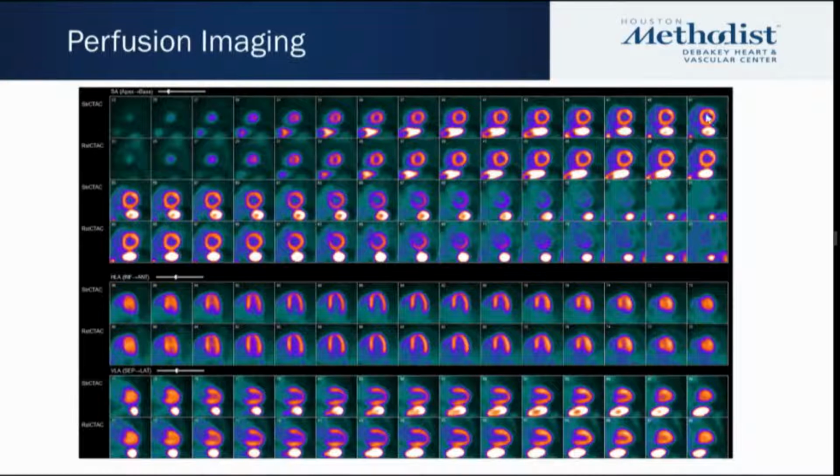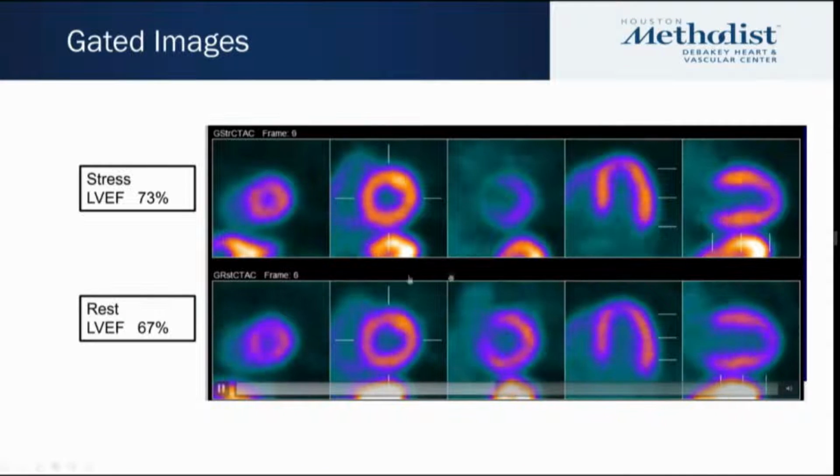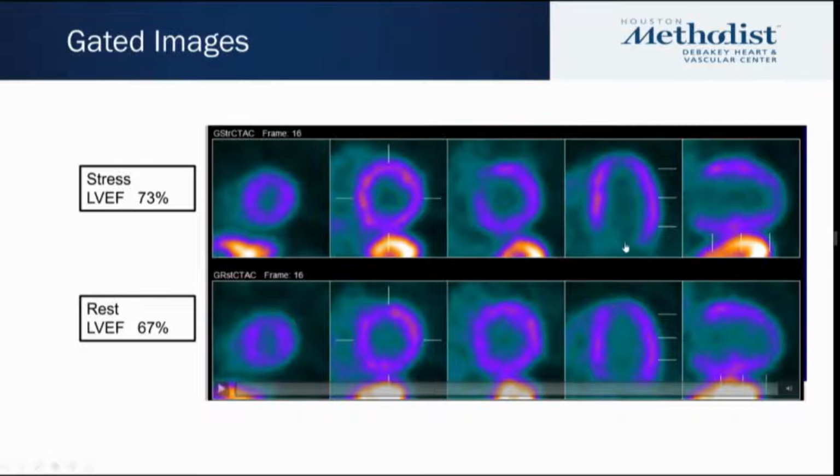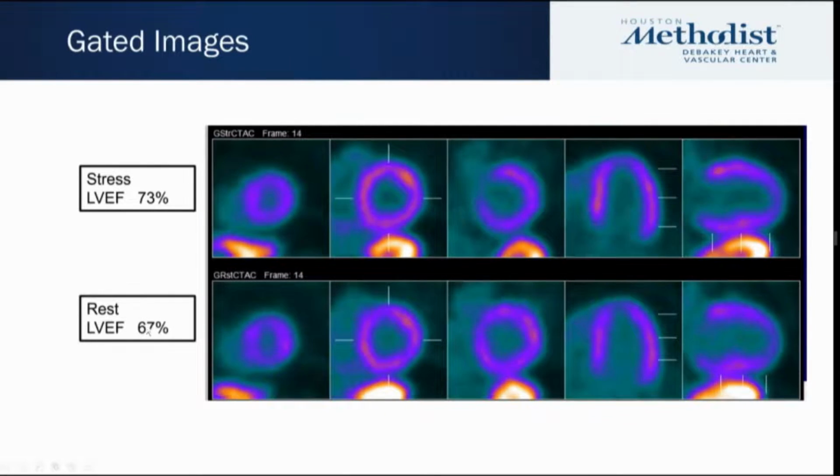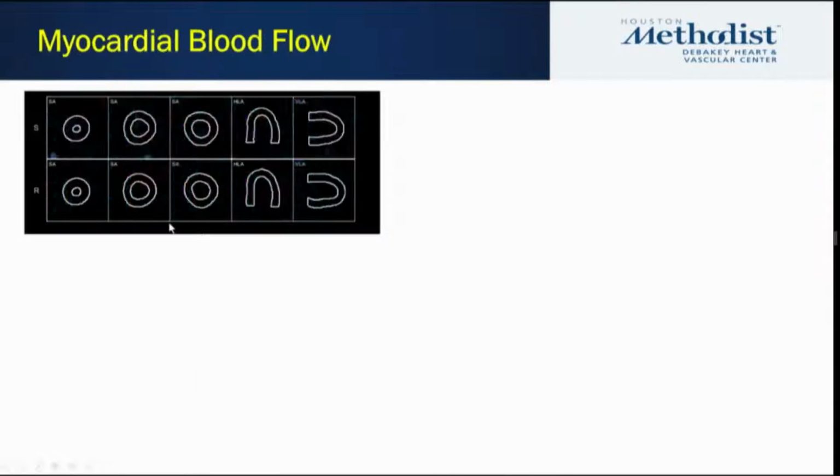And her images are perfectly normal. You can see there is no perfusion defect. You can look at her ejection fraction. Everything looks normal. And her ejection fraction went up from 67 to 73.